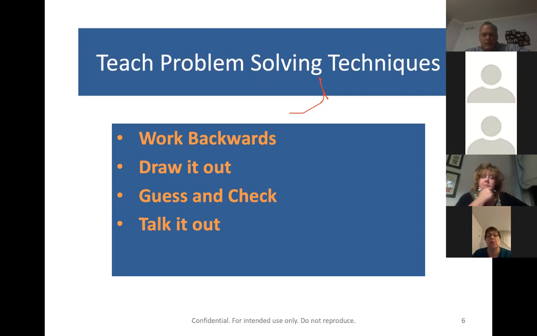And then finally, just talking it out with the student, asking them about their process. What are they doing as they're going through the math problem? You can gain a lot of information about their thought process and how they're looking at the math problem just by having them talk you through it.